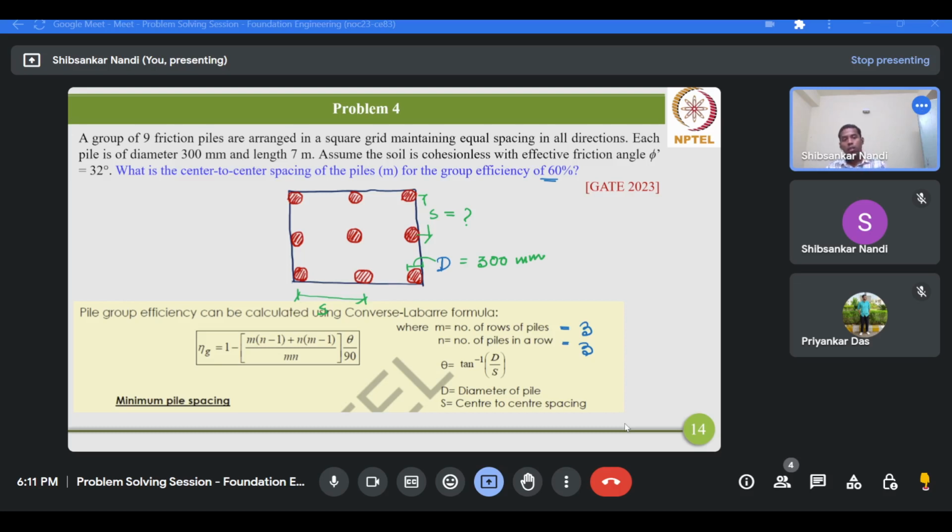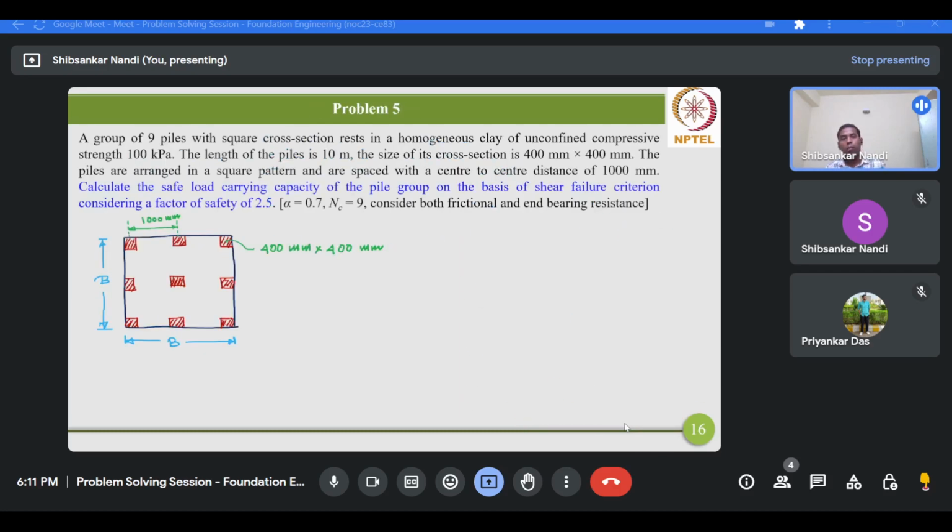Okay. Now we'll take problem 5. This problem talks about the determination of the load carrying capacity of a pile group in clay. A group of 9 piles with square cross section rests in a homogeneous clay of unconfined compressive strength 100 kPa. The length of the piles is 10 meter. The size of the cross section is 400 mm by 400 mm, that is square. The piles are arranged in a square pattern and are spaced at a center to center distance of 1000 mm.